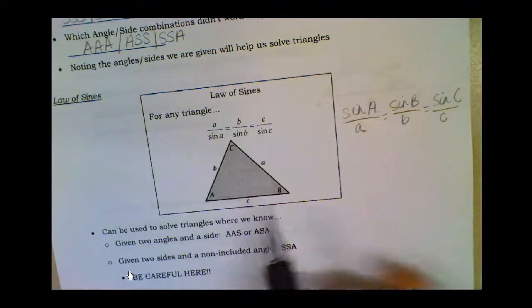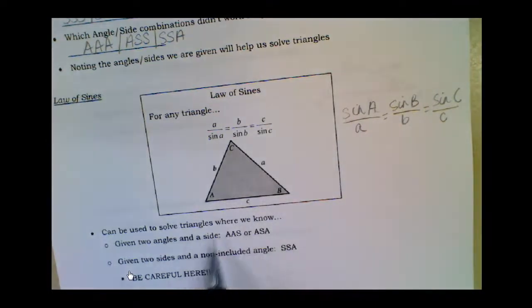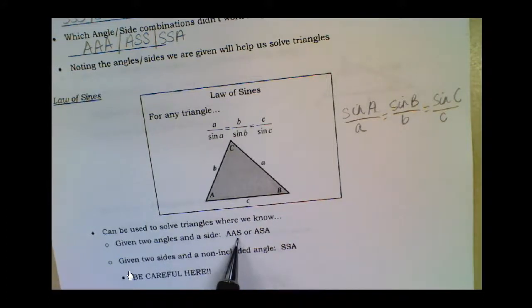Okay? So really, the way I think about it is when you are given two angles and a side. So you either have AAS going on, because you can figure out the third angle pretty easily by subtracting from 180, or you have ASA. Or you're given two sides and a non-included angle. So you're given side-side-angle.